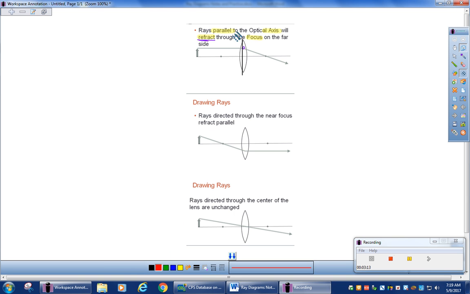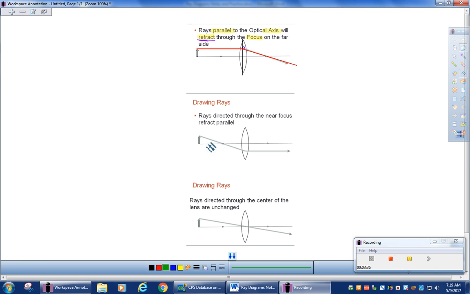So again, if you were to draw this, I would start at the very tip of my arrow, and I would go as straight as I can until I get to that center point of the lens, and once I get there, now my line is going to shift. Still going to be a straight line, but it's no longer going to be traveling parallel to the axis. Now it's traveling so that it goes through that focal point on the far side.